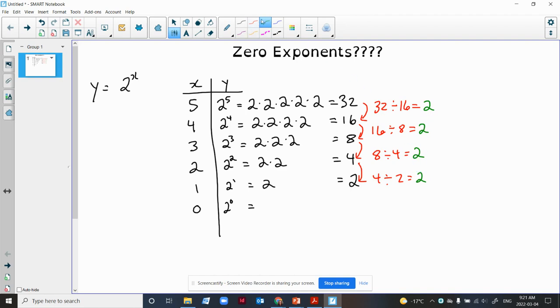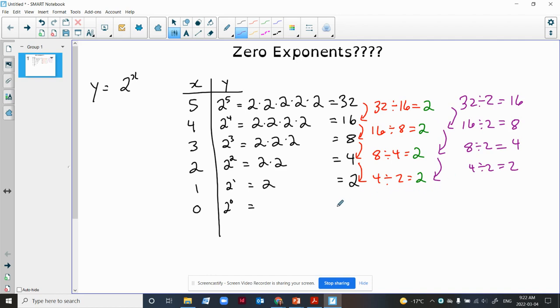So we could also think of it in a different way. To figure out what our previous number is: 32 divided by 2 gives us 16, which is our next number. 16 divided by 2 gives us 8. 8 divided by 2, we get 4. That's our next number. 4 divided by 2 gives us 2, and that was our next number.